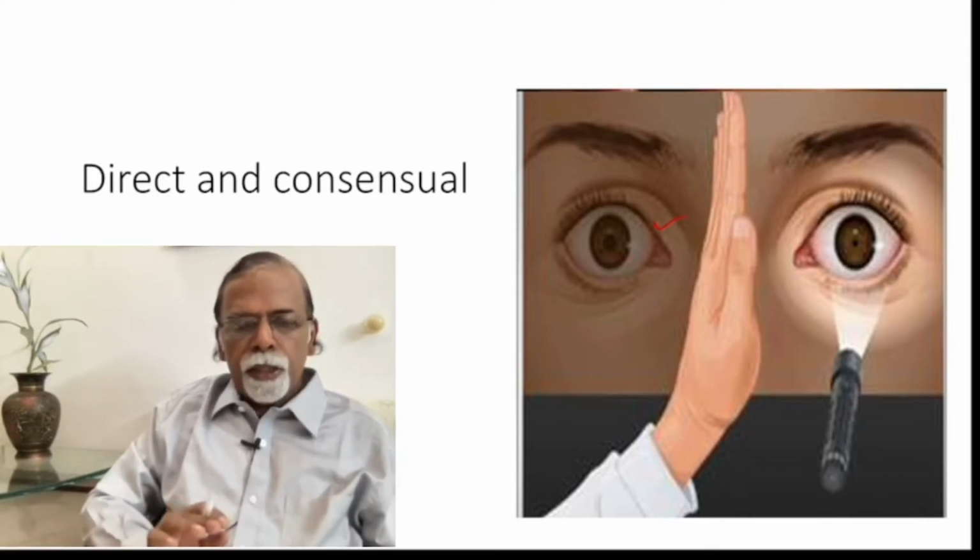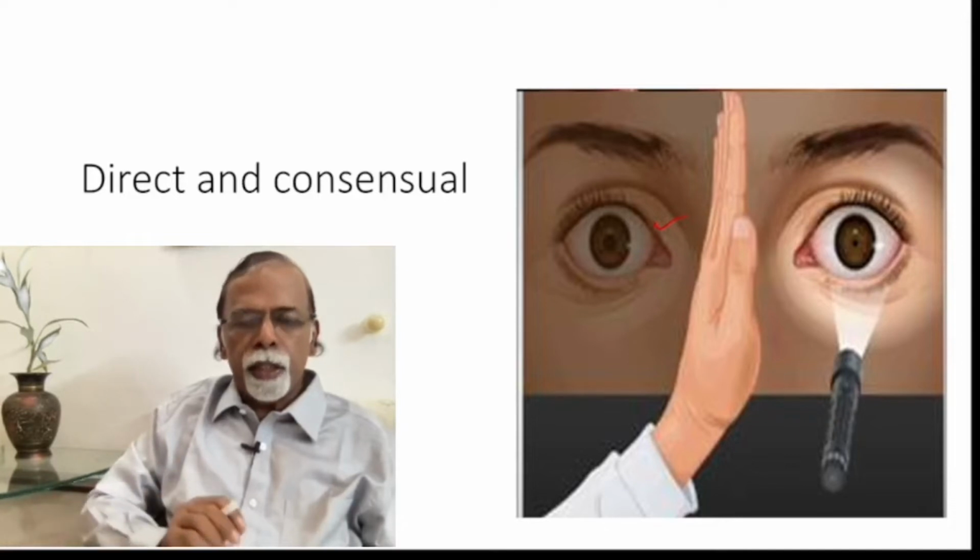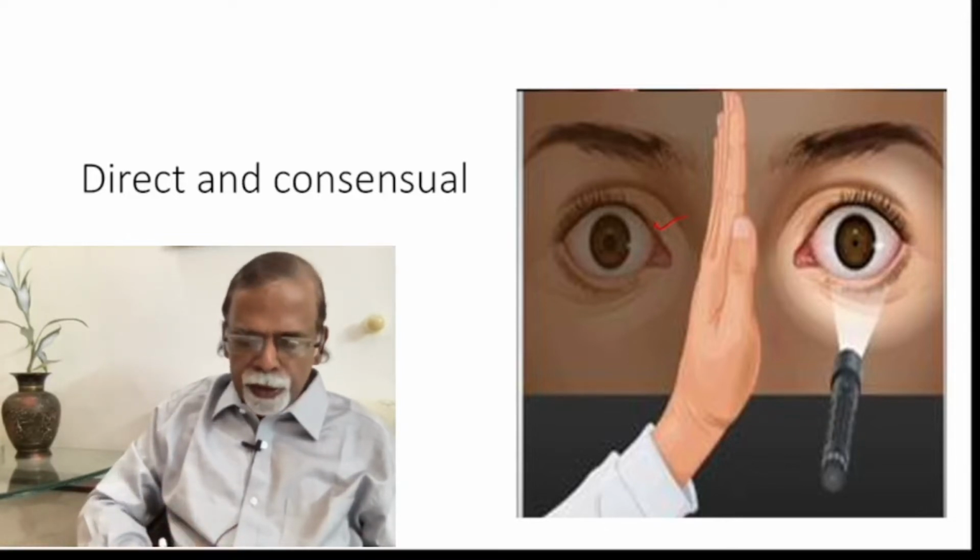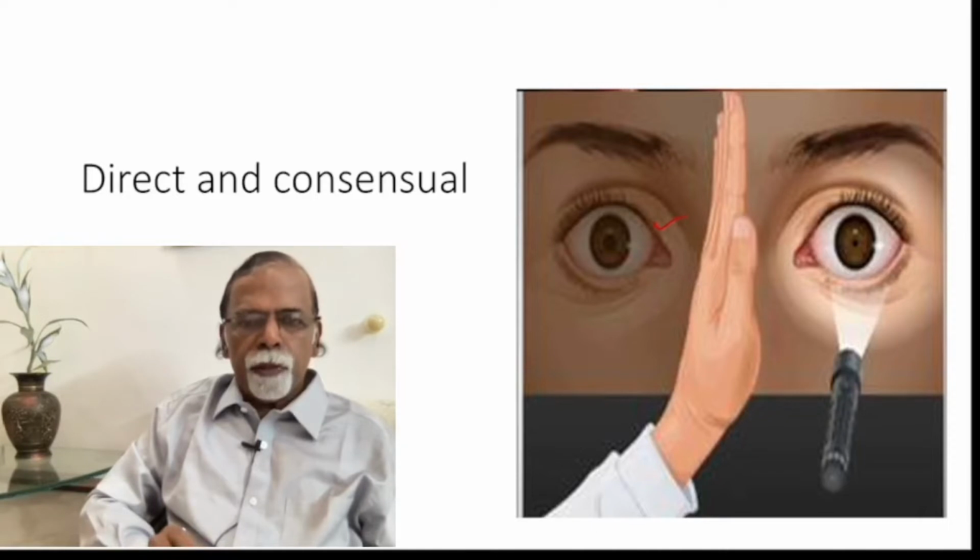This is to cancel the accommodation reflex, because during accommodation the pupil constricts. Accommodation reflex is a much more powerful stimulus than the direct reflex. Second, you should throw the light from 25 to 30 centimeters away from the patient's side. Too close will produce discomfort to the patient.